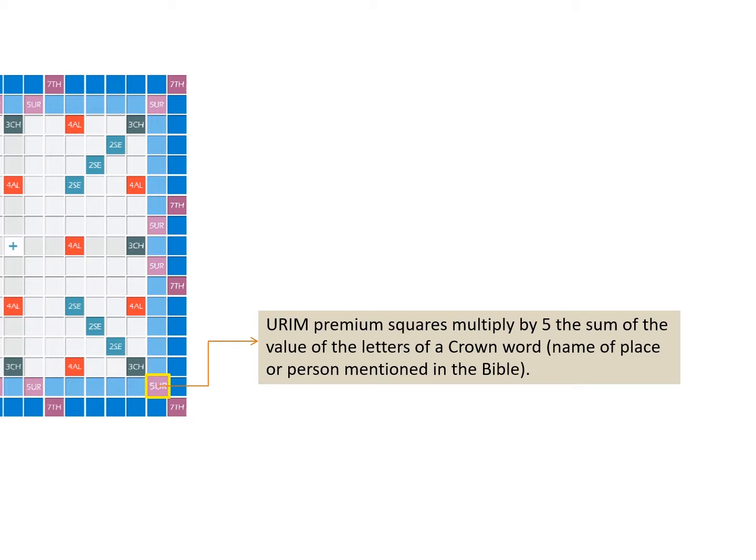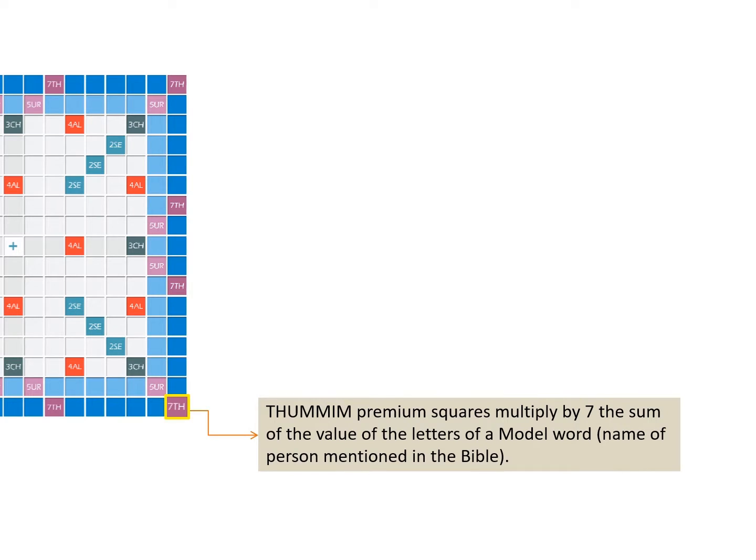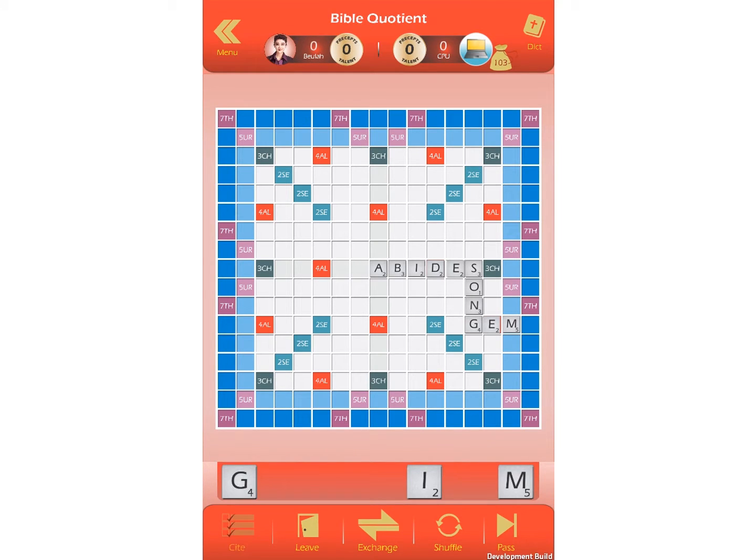Lastly, the dark purple square, called the thummim. Thummim multiplies by 7 the sum of the value of the letters that form a word. But remember, only names of persons, which include names of deities, can be formed on Thummim. Thummim is not only the highest scoring premium square, it gives you the opportunity to get a talent when you cite correctly the Bible reference for the name you have formed on it.